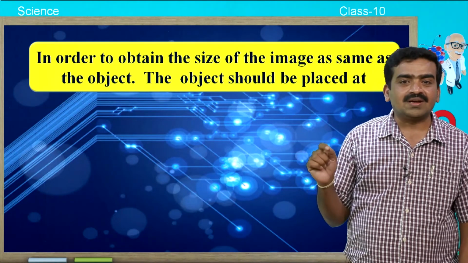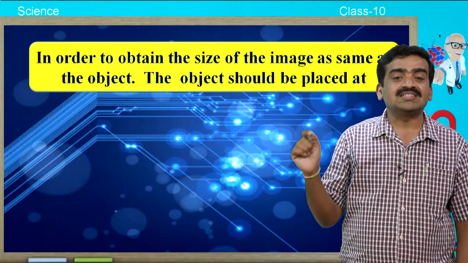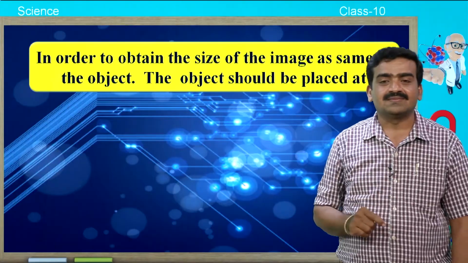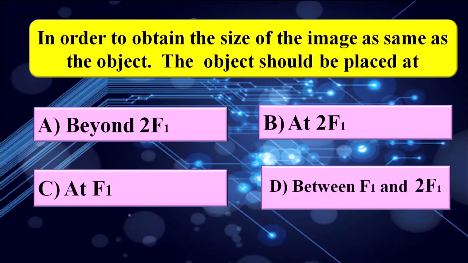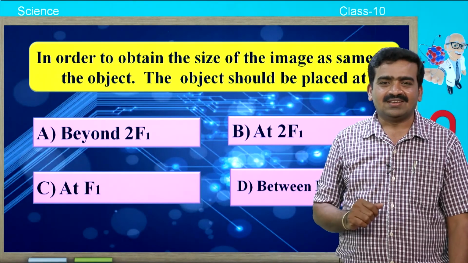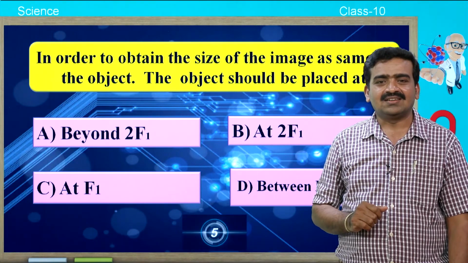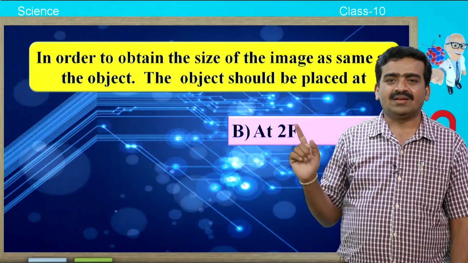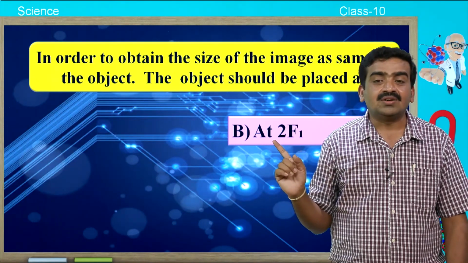In order to obtain an image of the same size as the object, the object should be placed at. The options for this question are A, beyond 2f1; B, at 2f1; C, at f1; D, between f1 and f2. Then what is the answer for this question? Yes, you have chosen the correct answer, and the answer for this question is B, at 2f1.